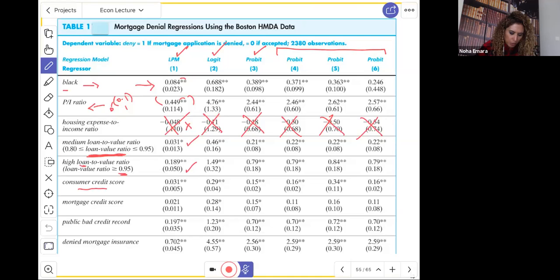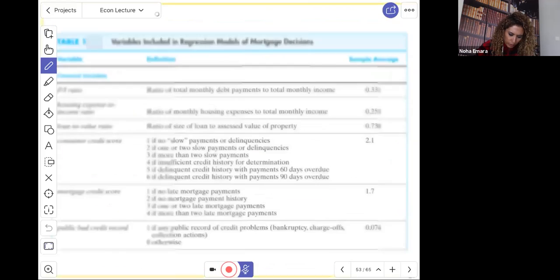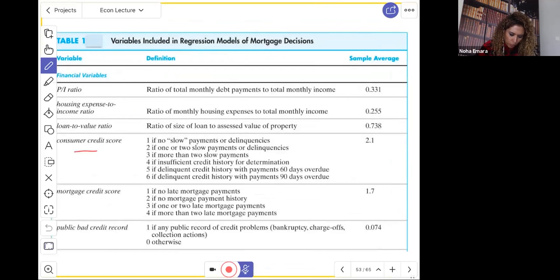Consumer credit score, as I told you, when you read the definition, let me go back here, you have it actually right here. Consumer credit score, the higher, the worse. Here you have no slow payments or delinquencies. Here you have delinquent credit history with payments 90 days overdue. So the higher this variable, the worse. Okay? Same goes here. The higher the mortgage credit score, the worse. The higher, the worse.